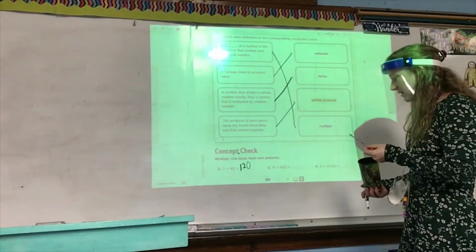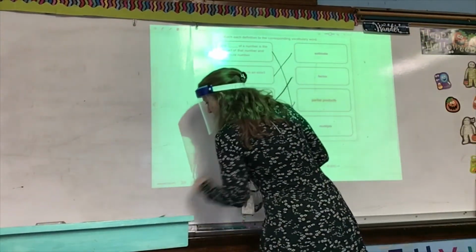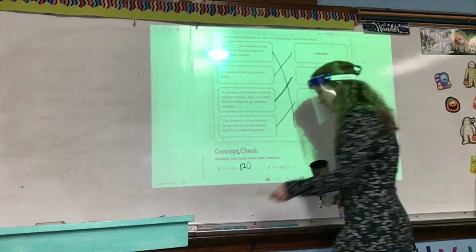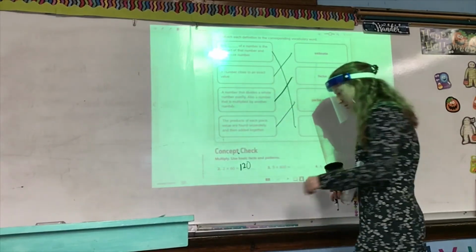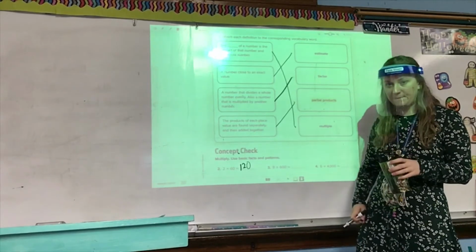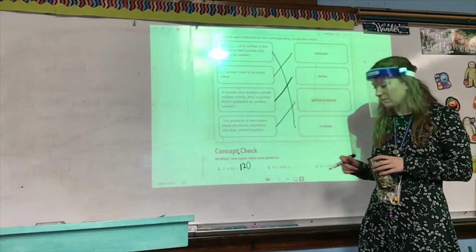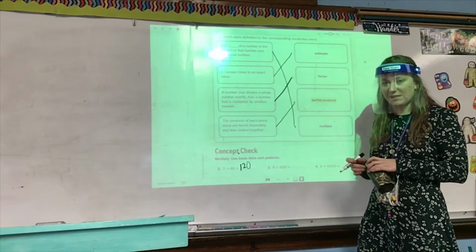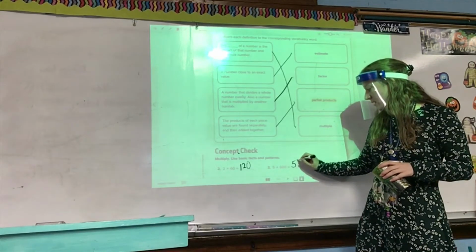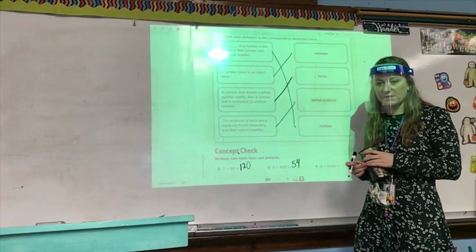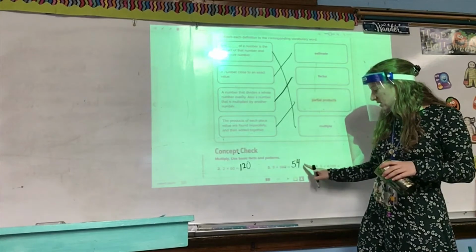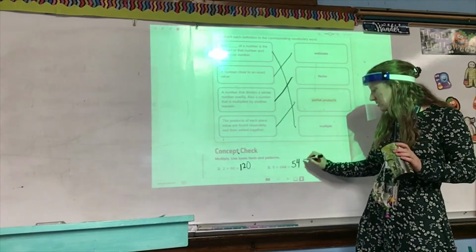Okay, number 3, we have 9 times 600. Carla, step 1, find the basic fact. The basic fact is 9 times 6. Step 2, solve the basic fact. 9 times 6 equals 54. Step 3, count the zeros at the end of the factors. How many do we have? 2. So step 4, we move them to the end of the product.